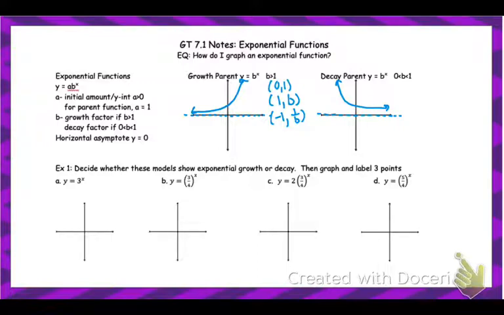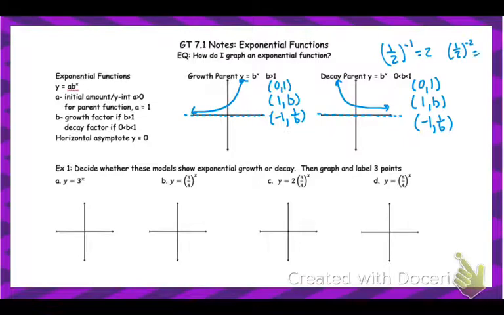All right, so some points that are on the decay function again, still (0, 1), because anything to the 0 power is 1. You'll also have (1, the base). And then you again would have (-1, 1/base). Now the reason, though, that it shows decay is because of what those negative exponents do. Let's say your base was 1/2. Well, 1/2 to the negative 1 is 2. 1/2 to the negative 2 is 4. 1/2 to the negative 3 is 8. So as I get more negative, those y values are getting larger.